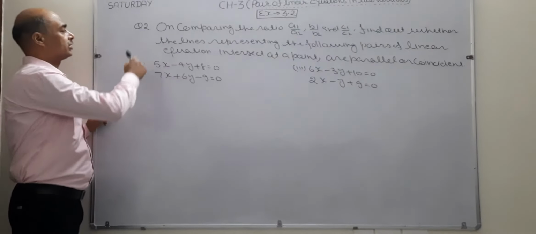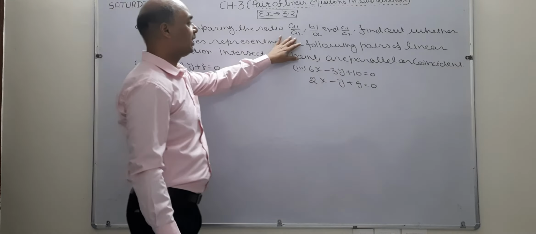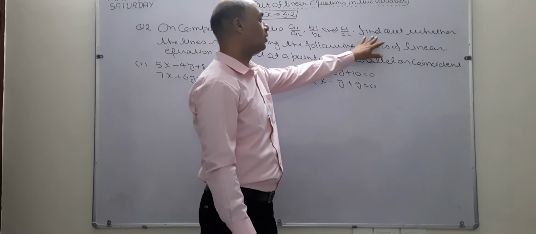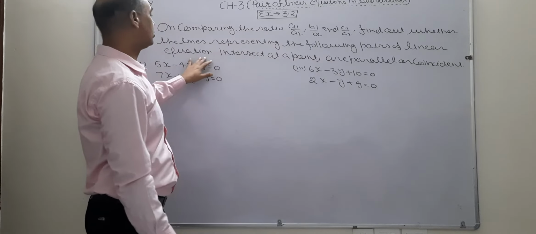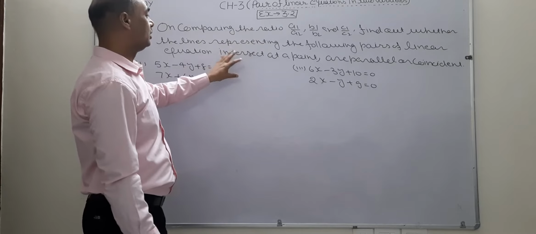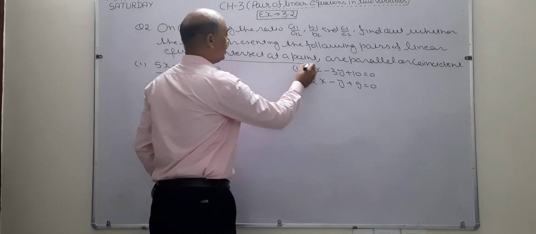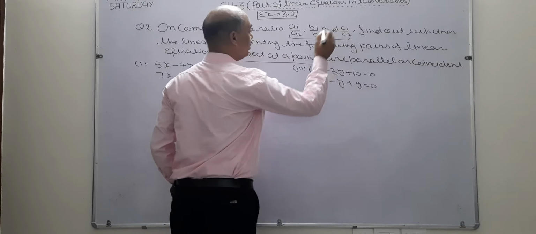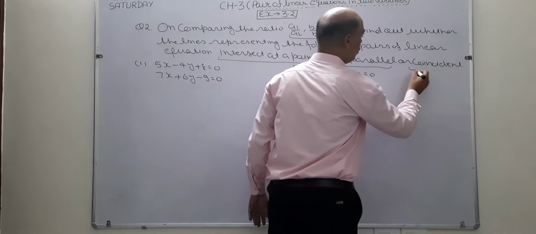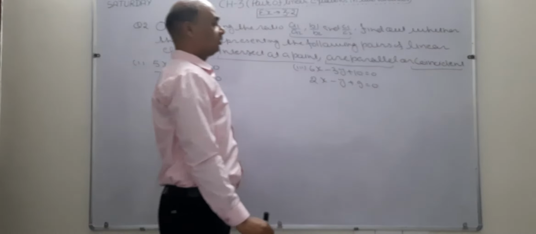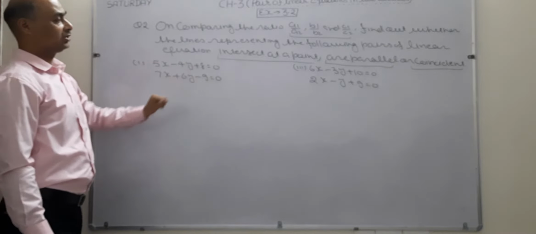Now I am going to solve its second question. Now see what is given. On comparing the ratios A1 by A2, B1 by B2, C1 by C2, find out whether the lines representing the following pair of equations, means some pairs are given, are intersecting lines. When we compare the three ratios, we have to decide whether they intersect each other, are parallel or coincident lines. What is the condition?